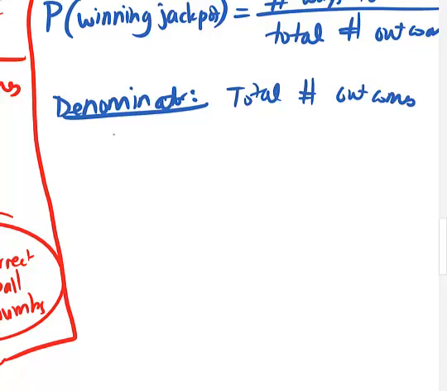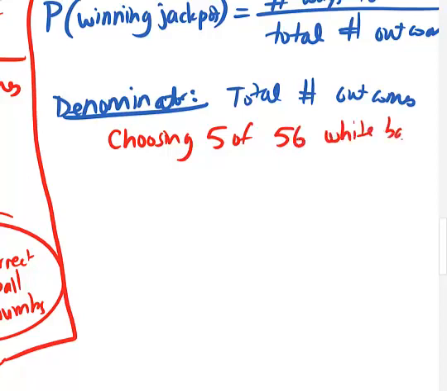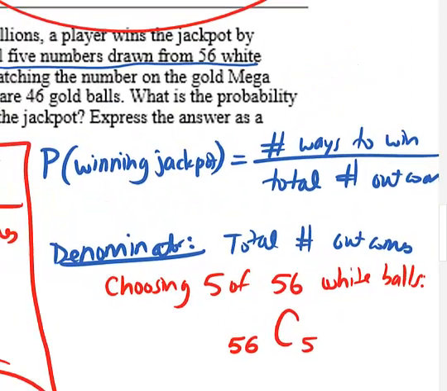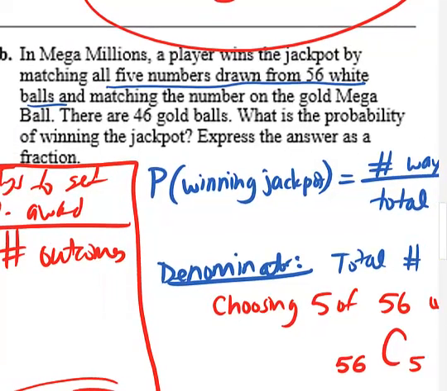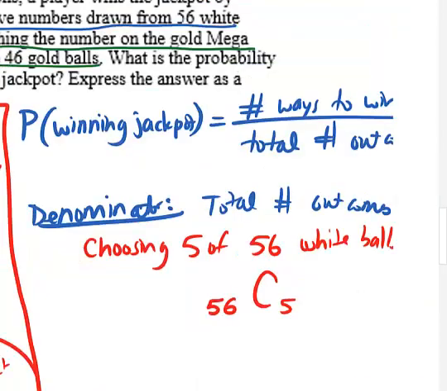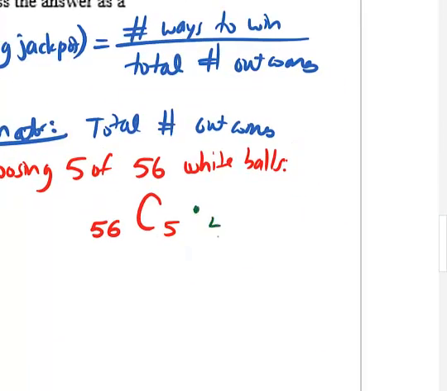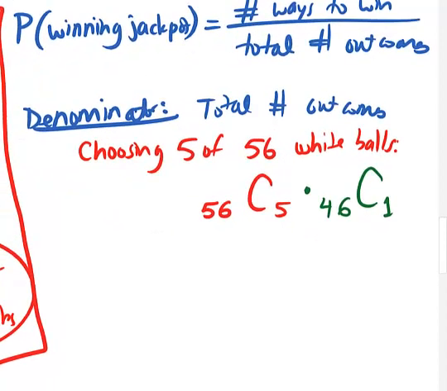I'm choosing 5 of 56 white balls, which means I'm using this combination. I'm going to choose 5 out of 56. So that's one portion of it. But then also there's a gold number or mega number. Oh my God, why is the lottery so complicated? You have to match the number on the mega gold ball. There are 46 gold balls. So you want to choose the one correct, 1 out of the 46.